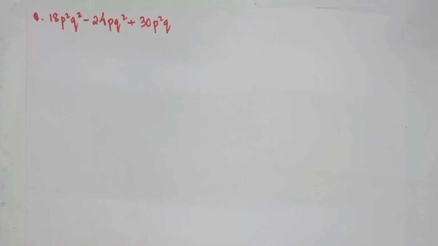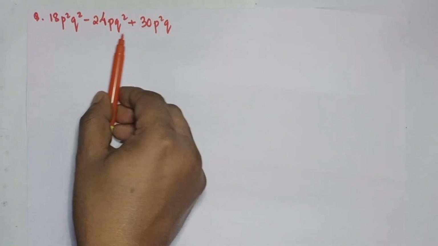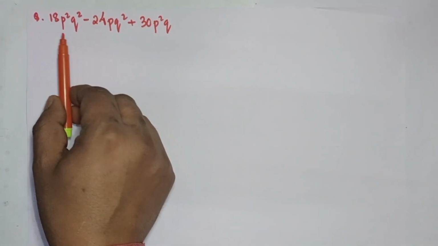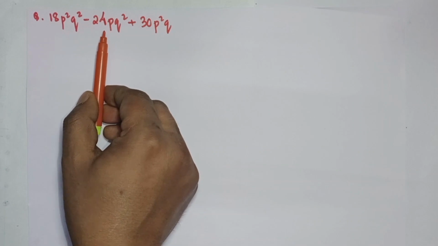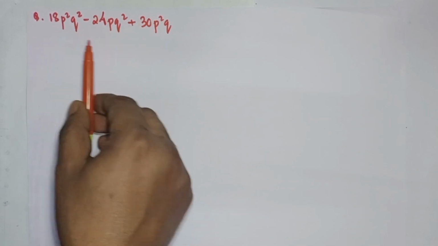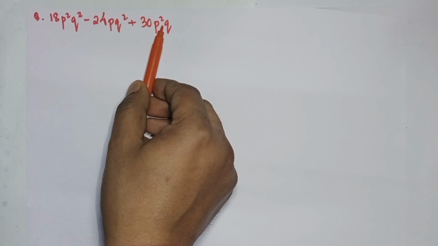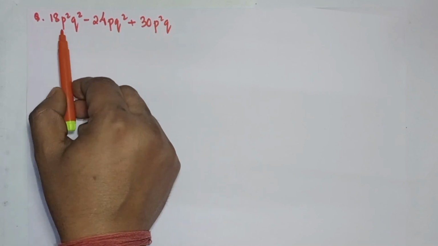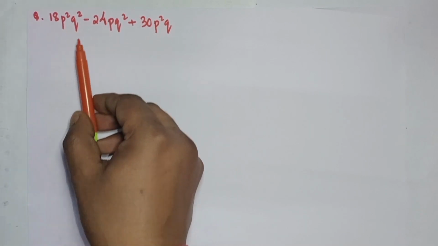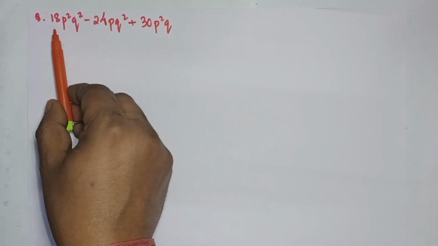So as you can see in this question, what you have is that we have 3 terms. So it's a trinomial, but it's not in quadratic form. So what you'll do is that we'll take the common factor from all these terms. Okay, so to take common you can do it the direct way also, but I'll show you the longer way by doing the LCM.